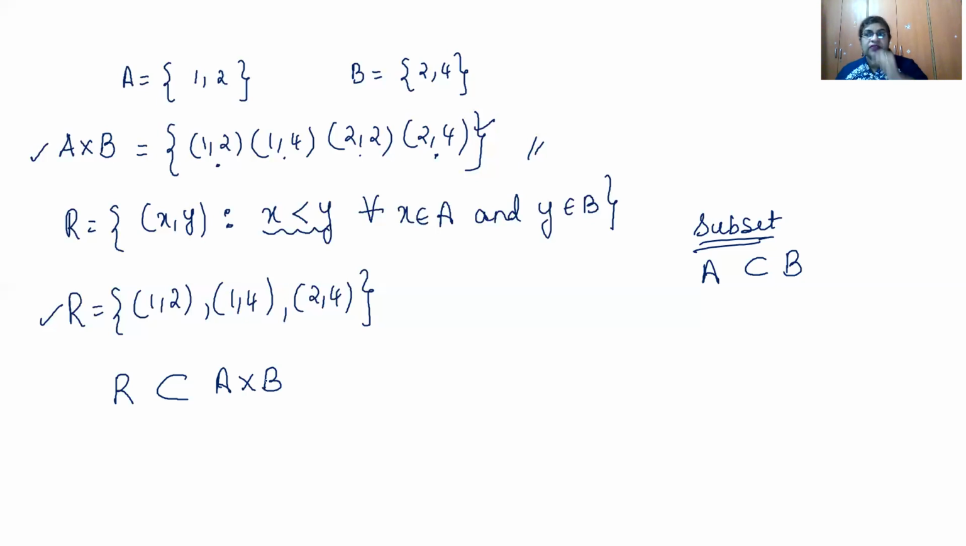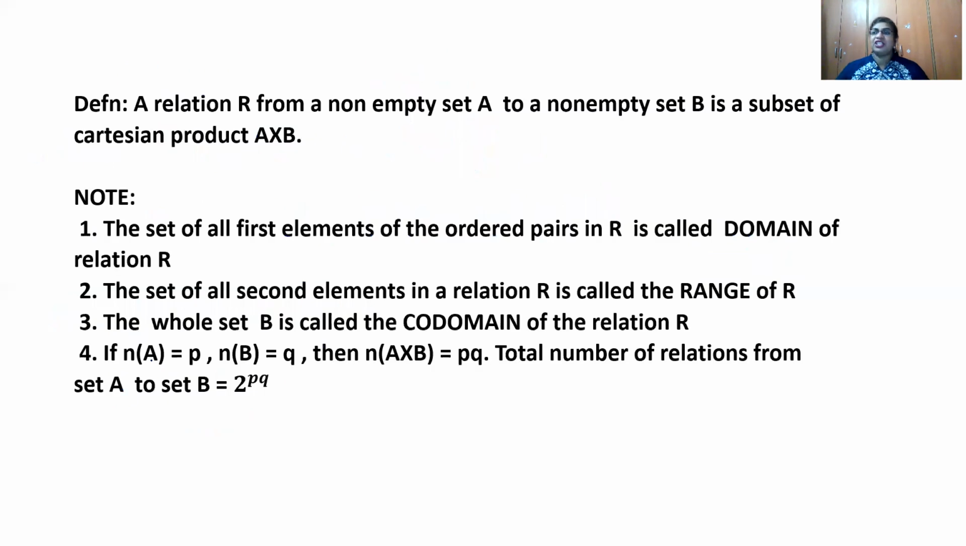Now check whether it satisfies the subset definition. Every element of R is an ordered pair, so every ordered pair in R has to be present as an ordered pair in A cross B. (1, 2) is there, (1, 4) is there, (2, 4) is there. So it exactly satisfies the subset definition. What can I infer from this? What conclusion can I get? I can say that a relation is nothing but a subset of the cross product. Here we go to the definition of a relation. So what is the definition telling us?